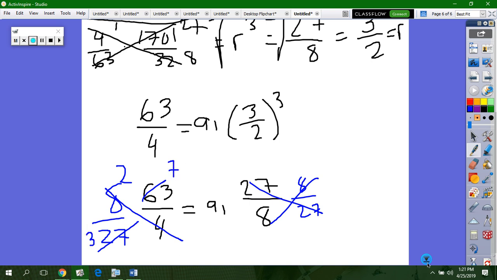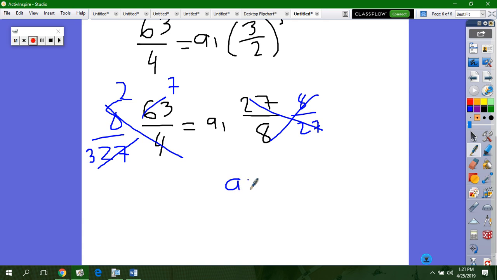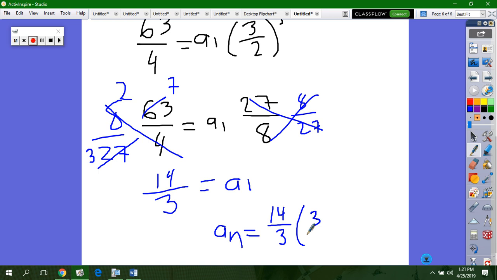So therefore, a sub 1 is 14/3. So our generic equation, a sub n, is 14/3 times parenthesis 3/2 to the n minus 1. What does that allow us to do now? Find anything we want, right?